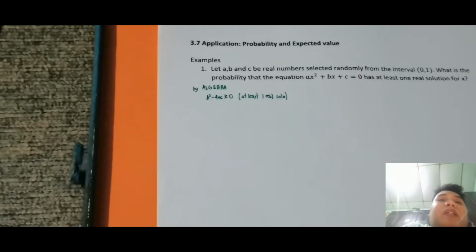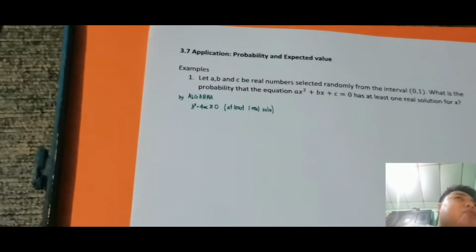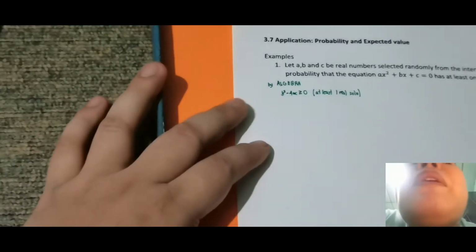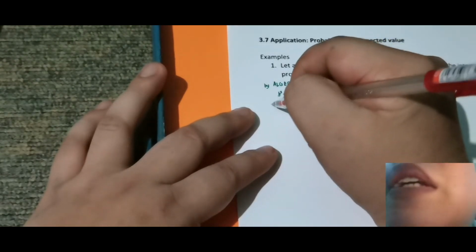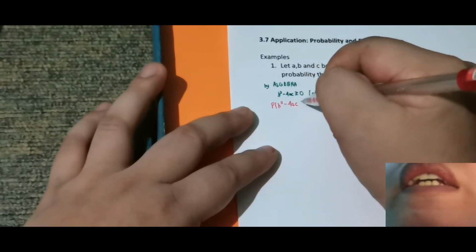Pag b² - 4ac is equal to 0, may solution siya pero parehas, unique, parang double root, kunyari double root si 2, kumbaga (x - 2) siya. Okay, so ito at least one real solution. Pag less than 0, automatic siya ay complex solution, something imaginary, meaning no real solution. So yan yung alam natin, that is b² - 4ac ≥ 0. Mula dyan, ang goal natin, since yan yung magdedetermine sa atin, hanapin natin yung probability na b² - 4ac is greater than or equal to 0.